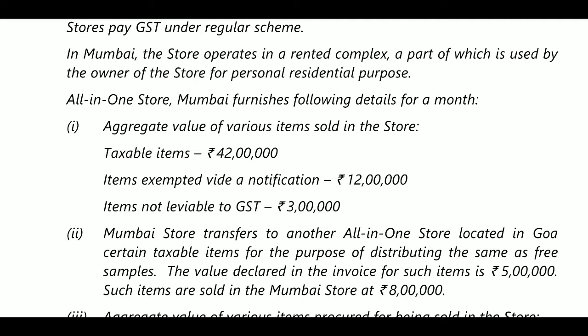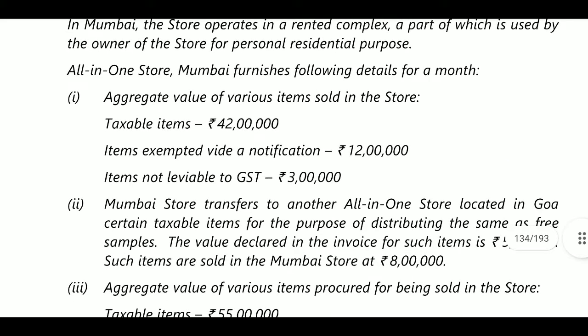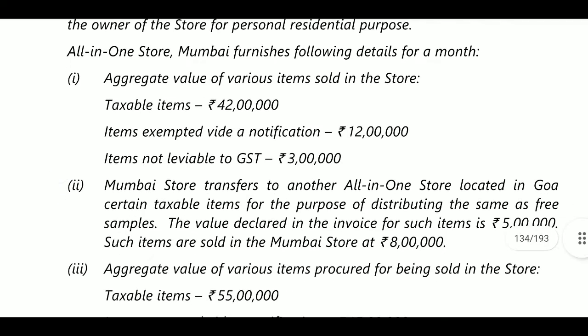Mumbai furnishes the following details for the month: aggregate turnover, the aggregate value of various items sold in the store. Taxable items will be 42 lakhs. Items exempted vide notification are 12 lakhs. And items not leviable to GST are 3 lakhs. So 42 is the taxable item, exempted will be 12 lakhs, and items not leviable to GST will be 3 lakhs.